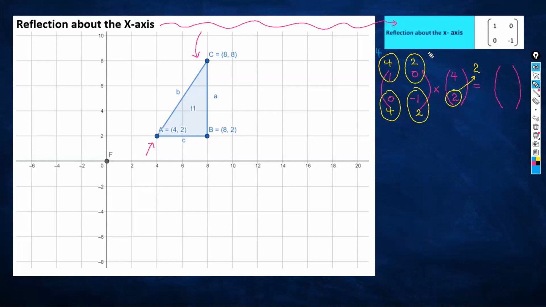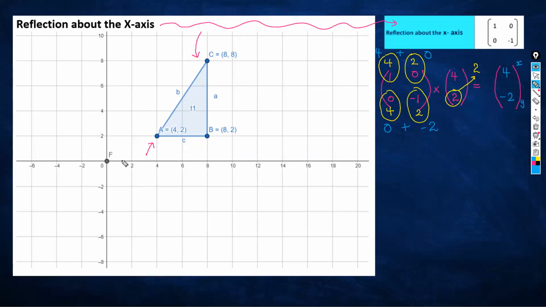2 multiplied by 0 is 0. 0 multiplied by 4 is 0. Minus 2 multiplied by 2 is minus 2. To get the answer on top, we have to add the 2 values on top. 4 plus 0 is 4. 0 plus minus 2. Remember, a plus and a minus, when they touch, will give you a minus. So 0 minus 2 is minus 2. Wasn't that the same answer we got when we used common sense? The top answer is the x coordinate. The underneath answer is the y coordinate.